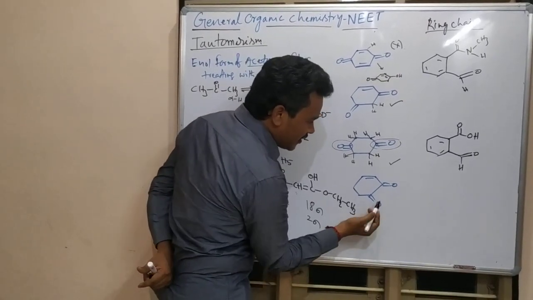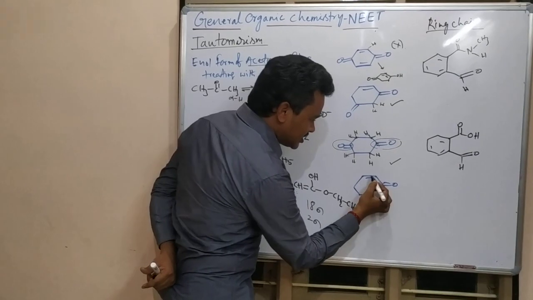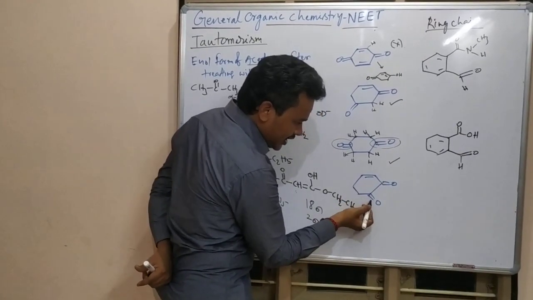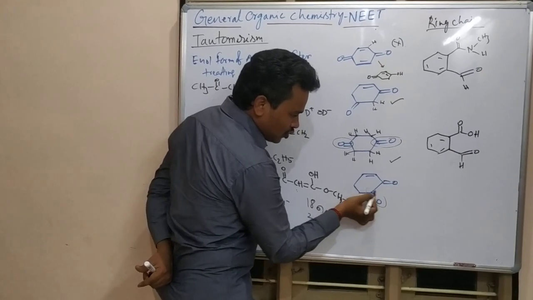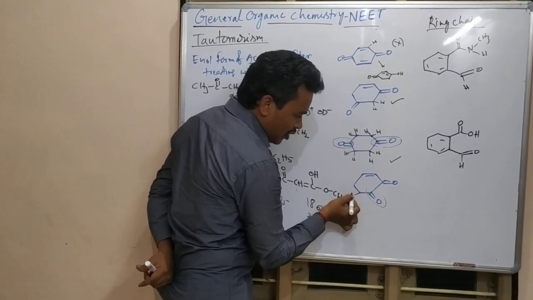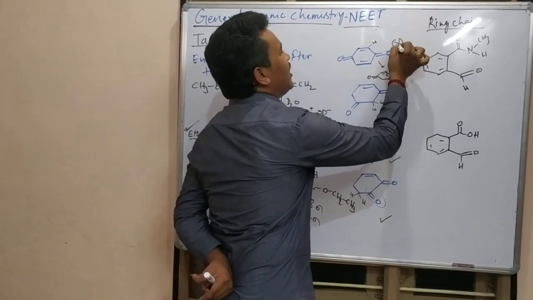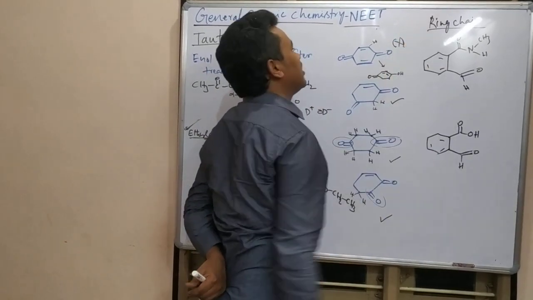Here, double bond O. On this side there is no alpha hydrogen. On this side, is there any alpha hydrogen? Not there. This is a keto group, and this one is an alpha carbon. How many hydrogens are there? 2 hydrogens, so it can exhibit. Only this one is not exhibiting keto-enol tautomerism.